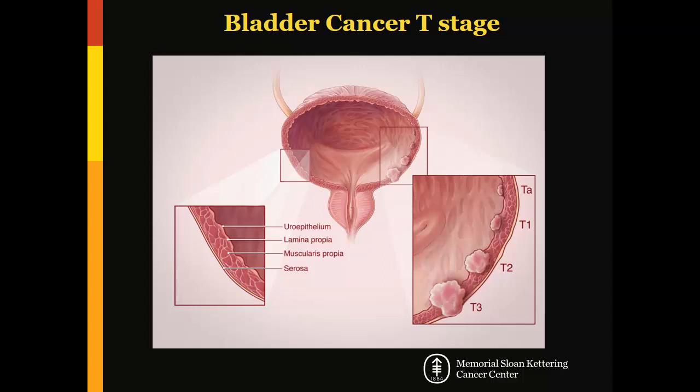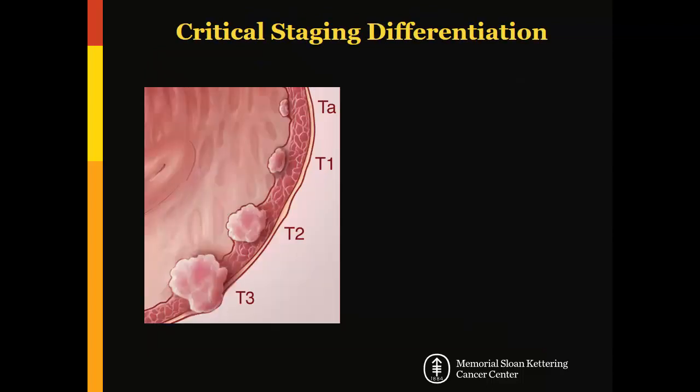Once you have extension into the muscularis propria, and notice the muscularis propria is actually the thickest layer in the bladder wall, then you're in the presence of a T2 tumor, and you'll see why T2 tumors are specifically important in a moment. And once you have extension to the serosa and beyond, you're in the presence of a T3 tumor.